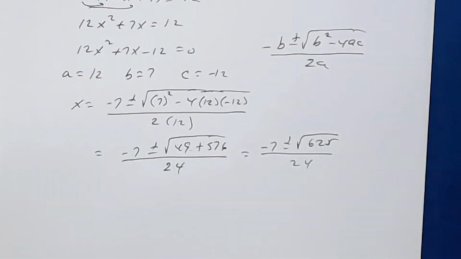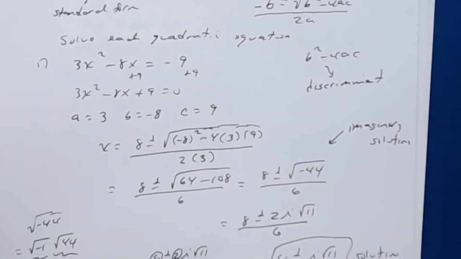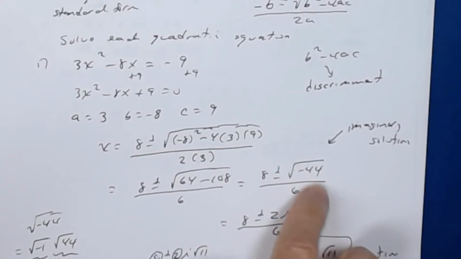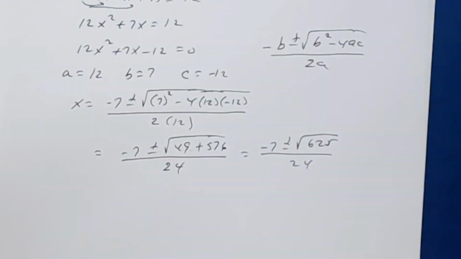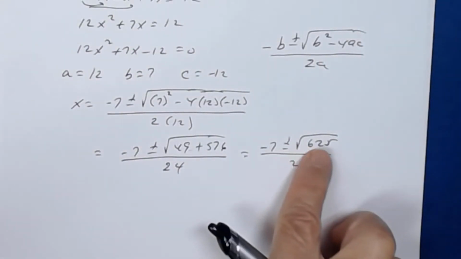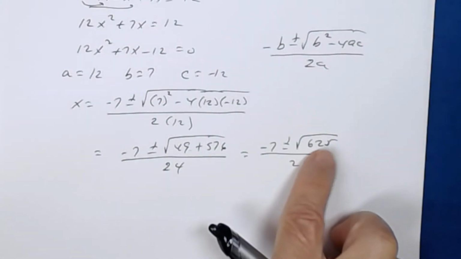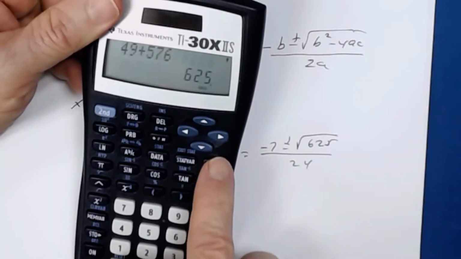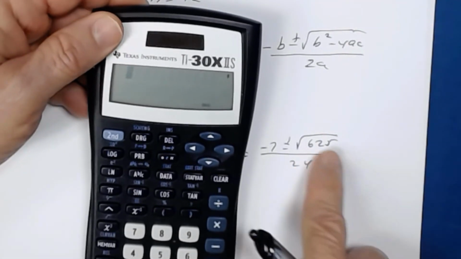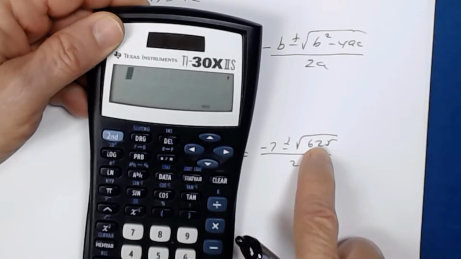Okay, so remember when we got to this point here, we went ahead and we simplified the square root of negative 44. You want to do the same thing here. You want to simplify the square root of 625. You may say, well, that's a large number. Well, what I would do first is check and ask myself, is 625 a perfect square? In other words, if it is a perfect square, I should be able to take the square root of it and get a whole number.